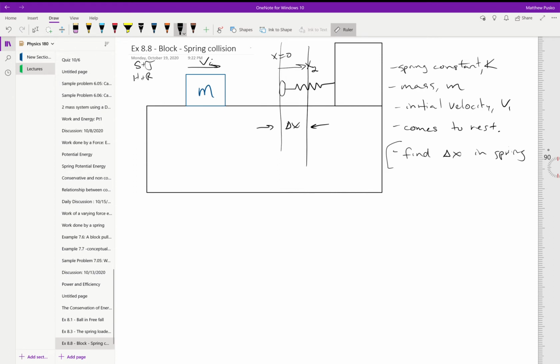Let's use the conservation of energy to do so. We're going to use a spring constant k, mass m, initial velocity v1, and the fact that it comes to a rest. And let's call it x2, the compression in the spring required to do this. Okay, so we have some initial kinetic energy, some initial potential energy, and it's all going to turn into potential energy final, kinetic energy final. I just always write out the whole thing.